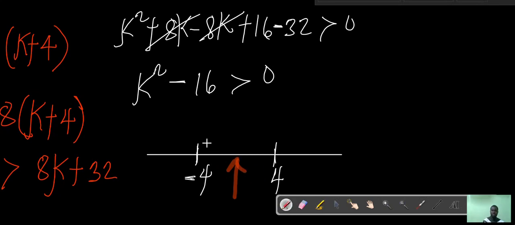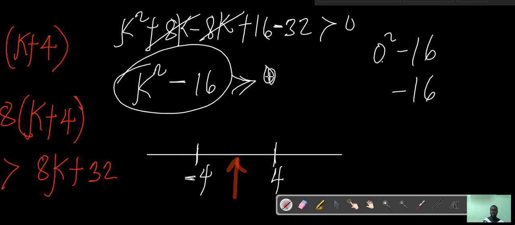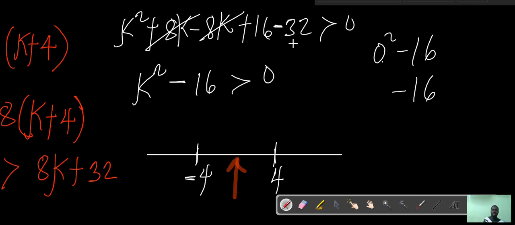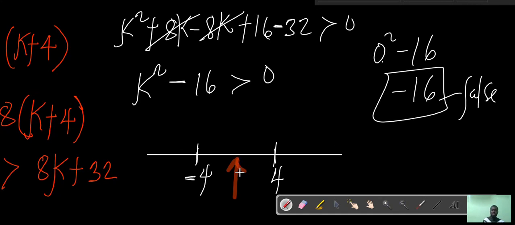Let's just use 0. If you put 0 there for k, that's 0 squared minus 16. 0 squared is 0. So you have 0 minus 16, that's minus 16. And it says k squared minus 16 should be greater than 0. Okay, that's what the inequality says. K squared minus 16 should be bigger than 0. So the final answer we've got is minus 16. Is minus 16 greater than 0? No, that's false. Minus 16 is less than 0. So the middle region is not satisfied. So if you test to the right and to the extreme left, it will be satisfied.